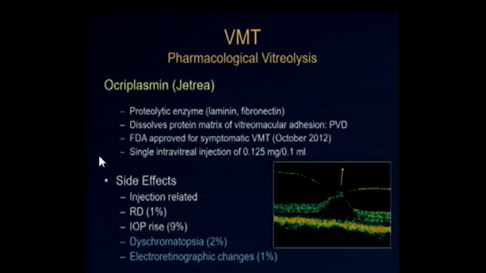Now you can also use, instead of vitrectomy, an injection of something called ocriplasmin, which is an enzyme that's going to lyse the adhesions between the cortex of the vitreous and the retina. It's a proteolytic enzyme, okay, that will lyse the laminin and the fibronectin, and it will dissolve the matrix in between. It's going to cause a spontaneous separation of the vitreous from the macula. It only works about 50% of the time, and it's very expensive, and it's not controlled, and it can give you problems with color vision, problems with the ERG as well. So it's really, really expensive. So it's not exactly something that we like to use.